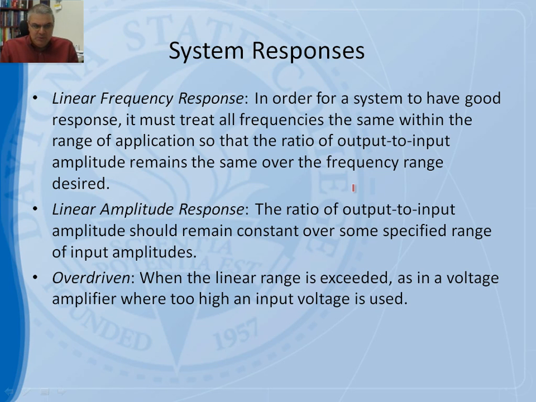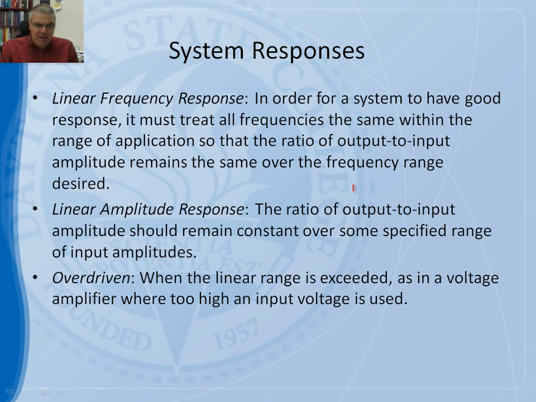The linear amplitude response is the ratio of output to input amplitude. Again, we try to keep that constant over some specified range of input amplitude. If the linear range is exceeded, as in a voltage amplifier where too high an input voltage is used, that is called overdriven. Again, these are three types of system responses. Don't worry too much about their definitions, and try to mostly understand what's going on.